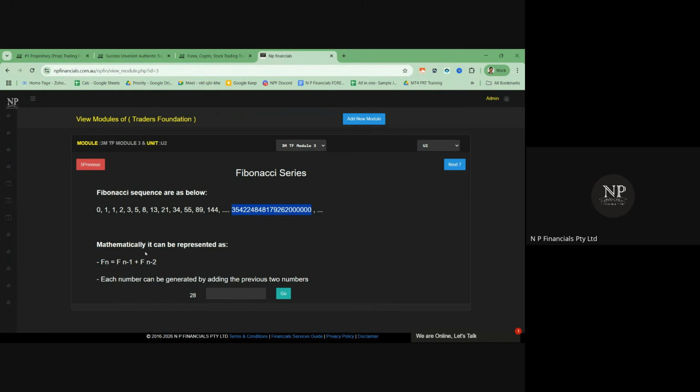Mathematically, it can be represented as Fn equals Fn minus 1 plus Fn minus 2. That means 55 is equal to 34 plus 21, 144 is equal to 89 plus 55, and 13 is equal to 5 plus 8. Each number can be generated by adding the previous two numbers. So for instance, 0 and 1 is 1, 1 and 1 is 2, 1 and 2 is 3, 2 and 3 is 5, 3 and 5 is 8, 5 and 8 is 13, and so on and so forth.